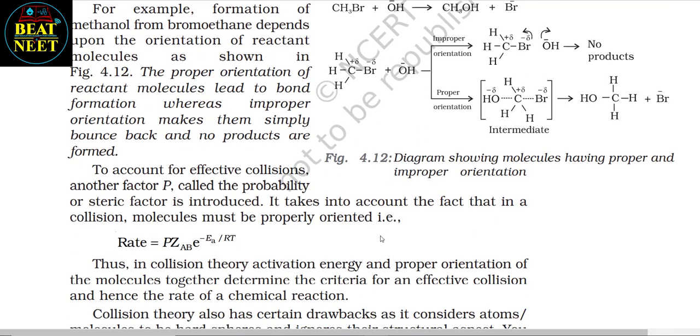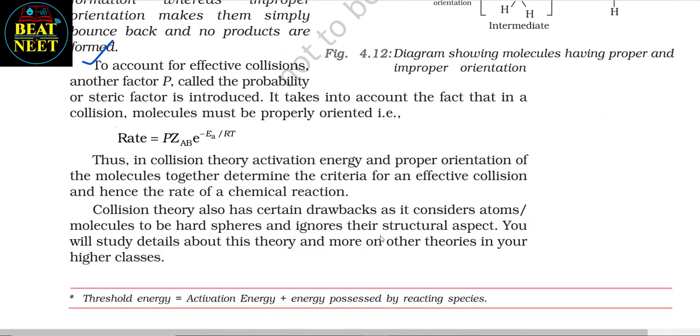For example, formation of methanol from bromomethane depends upon the orientation of reactant molecules, as shown in figure 4.12. The proper orientation of reactant molecules leads to bond formation, whereas improper orientation makes them simply bounce back and no products are formed. To account for effective collisions, another factor P called the probability or steric factor is introduced. It takes into account the fact that in a collision molecules must be properly oriented, that is, rate equals P Z_AB e to the power minus Ea upon RT.